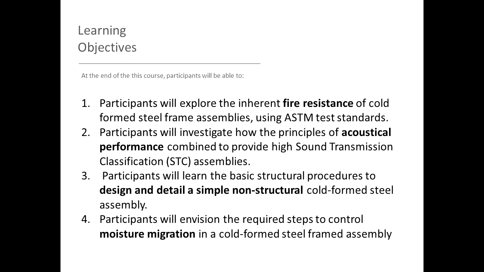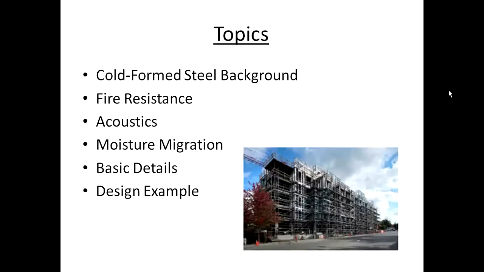Third, participants will learn the basic structural procedures to design and detail a simple, non-structural cold form steel assembly. And finally, participants will envision the required steps to control moisture migration in a cold form steel assembly. To that end, we have divided the program into 6 main topics.